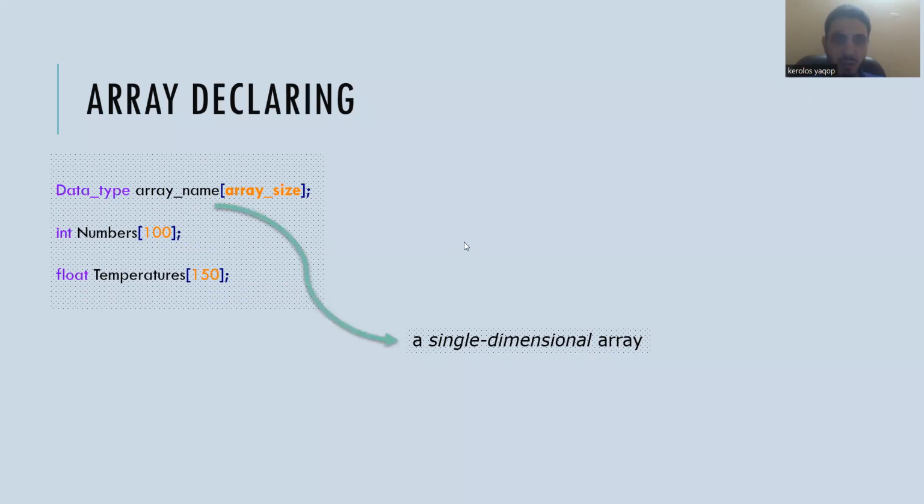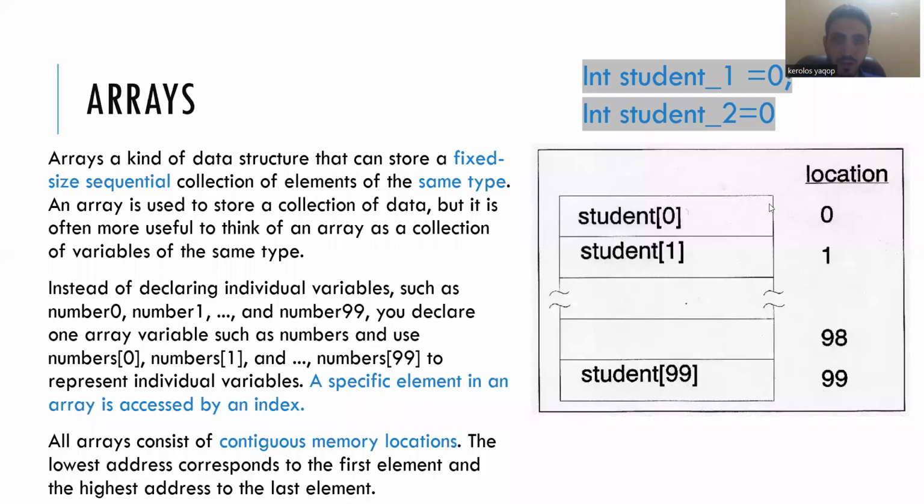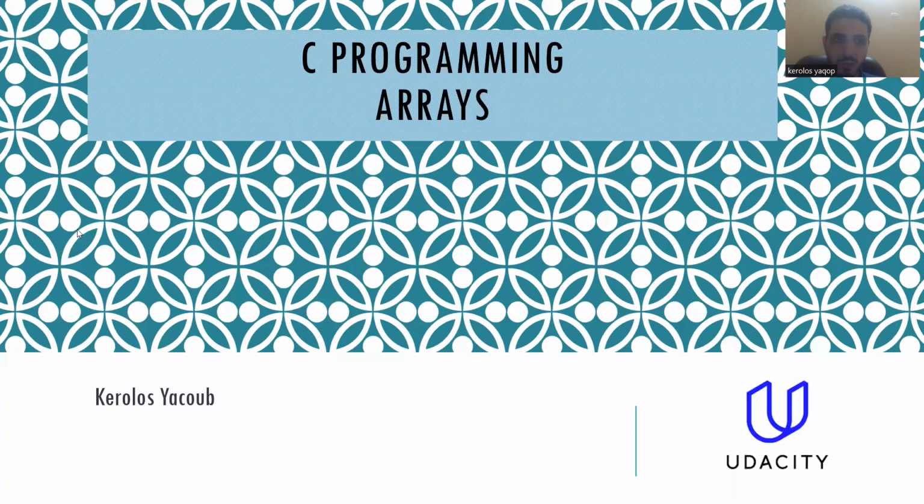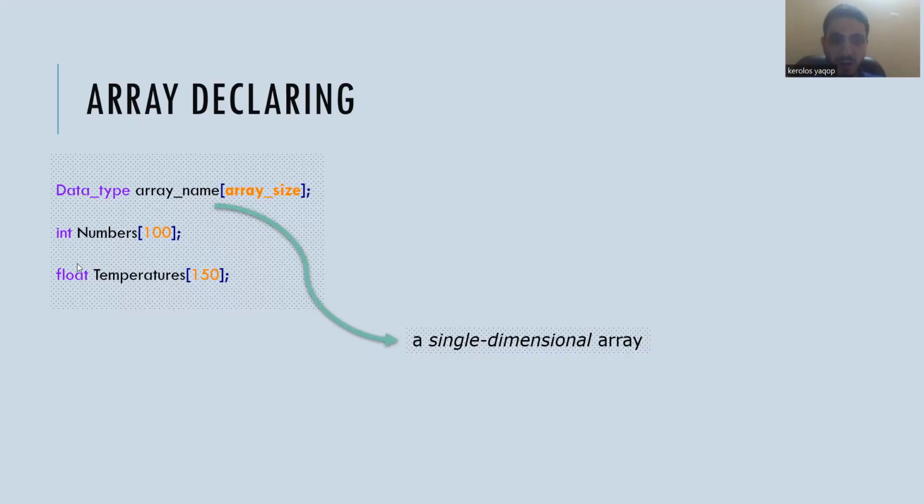So how do we declare a variable? Can you tell me? Yes, it's the same, you're right. Data type, the name, and the value. So int is the data type, numbers is the name, and how many spaces? 100, like this. So we have 100 spaces. In each space, we can store an integer value, like this. If we want to store a float, we change it to float. Okay, is everything clear? Great.